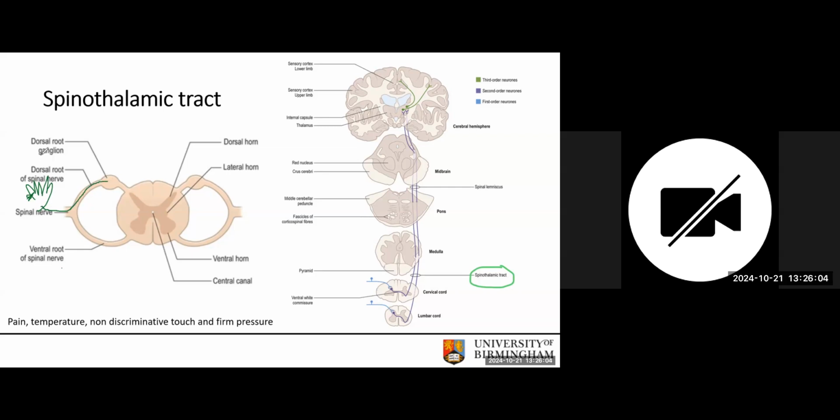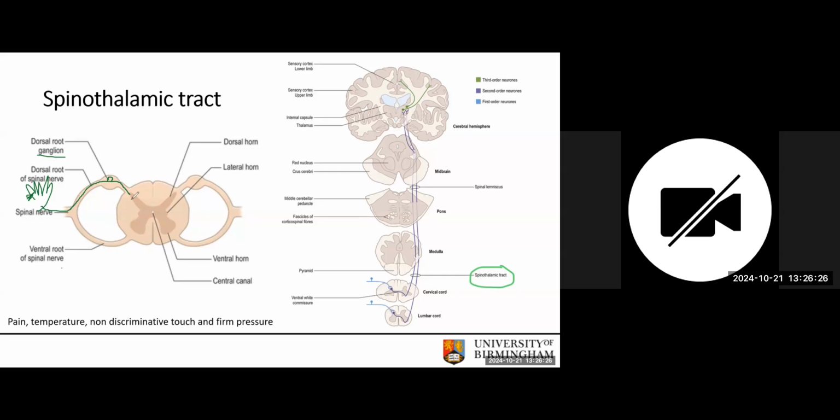Here we have a ganglion. And as we said before, ganglions are a collection of cell bodies. So this is where the cell body of this neuron will be located. And then this one will enter the spinal cord. That is how they enter the spinal cord.